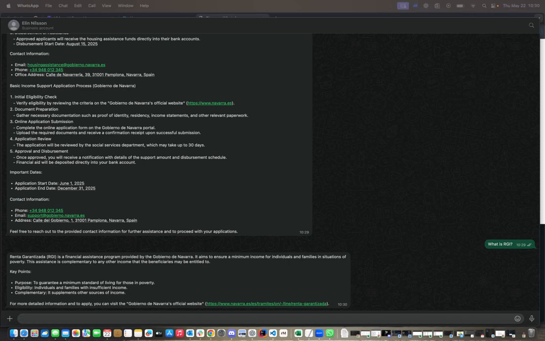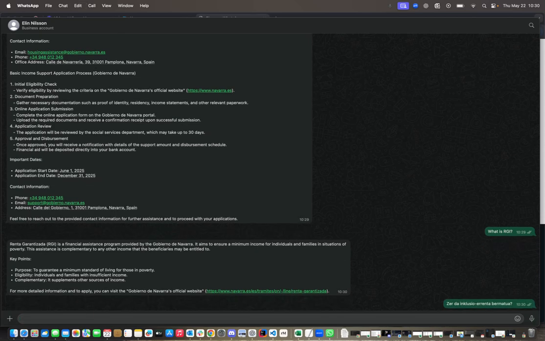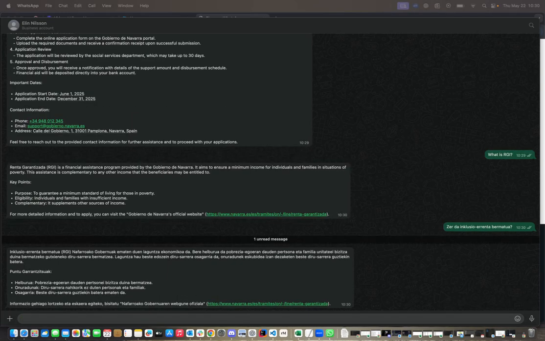And here I now just want to show that we can ask the exact same question in Basque. This is Jose's native language. So let's type the exact same question, what is the RGI, but in the Basque language. The agent can detect this and change the locale instantly. Agentforce automatically detects and replies seamlessly in this local language. So Jose feels right at home.